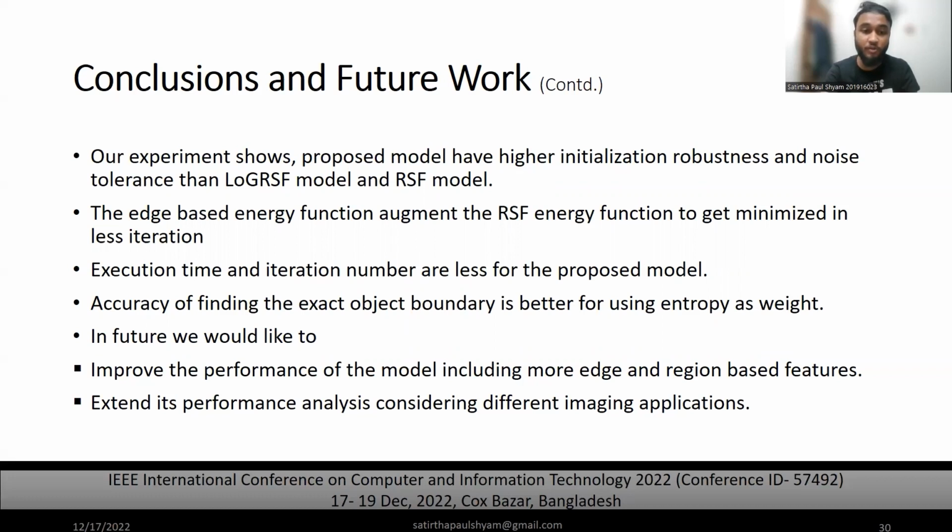In future work, we would like to improve the performance of the model, including more edge and region-based features, and extend its performance analysis considering different imaging applications.